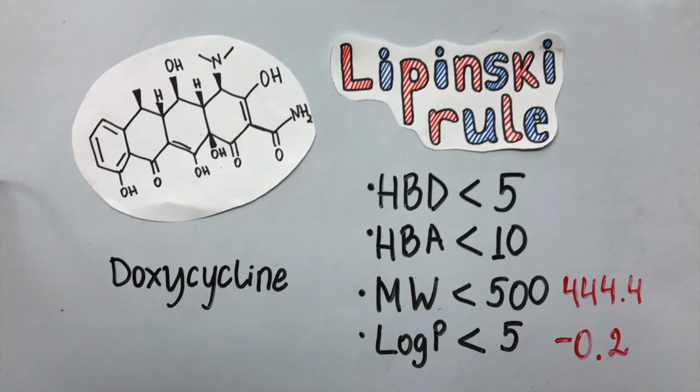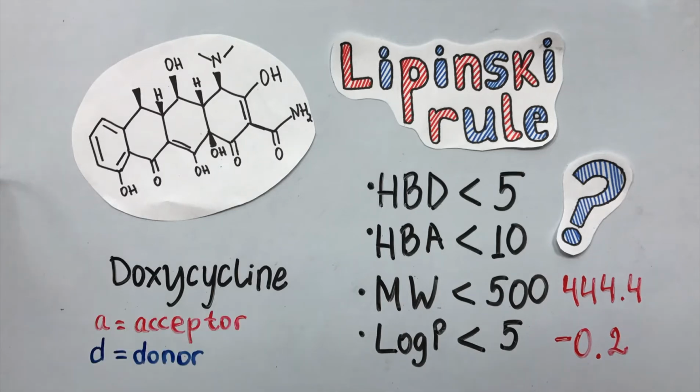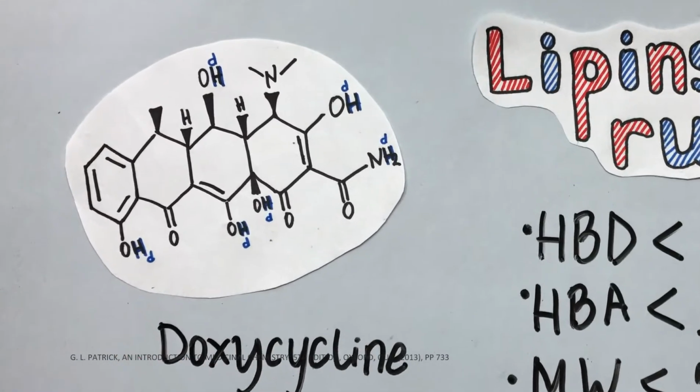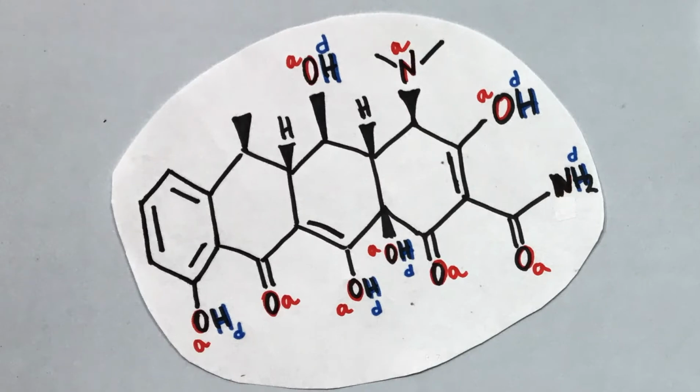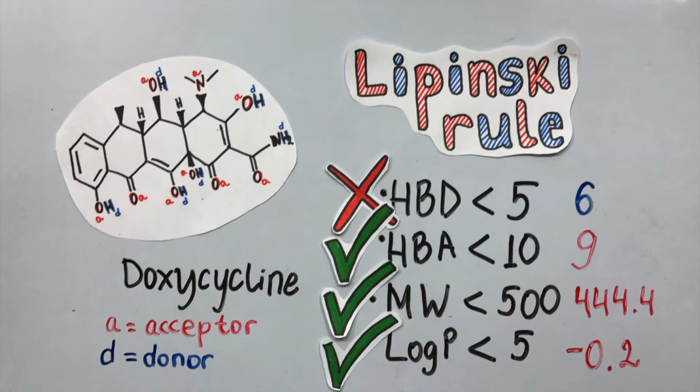For this molecule, the molecular weight is 444.4, and it has a log P of -0.2. Hydrogen bond donors and acceptors also affect the oral availability. How many do you think there are? There are 6 hydrogen bond donors and 9 hydrogen bond acceptors. Therefore, it doesn't fit the rule. Despite this, doxycycline is orally available.